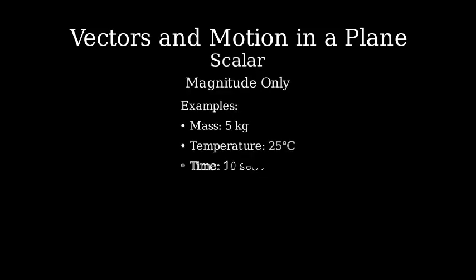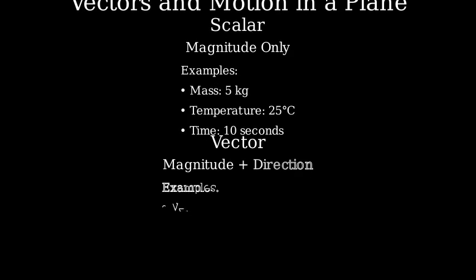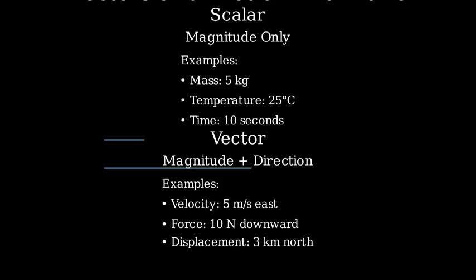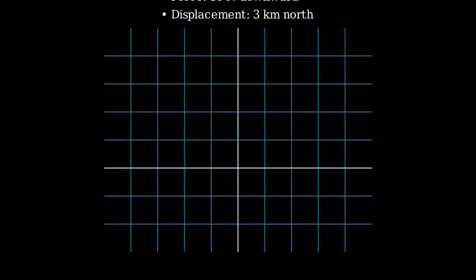Scalars are quantities that have only magnitude, like mass, temperature, or time. Vectors, on the other hand, have both magnitude and direction, like velocity, force, or displacement. Vectors can be represented graphically as arrows.